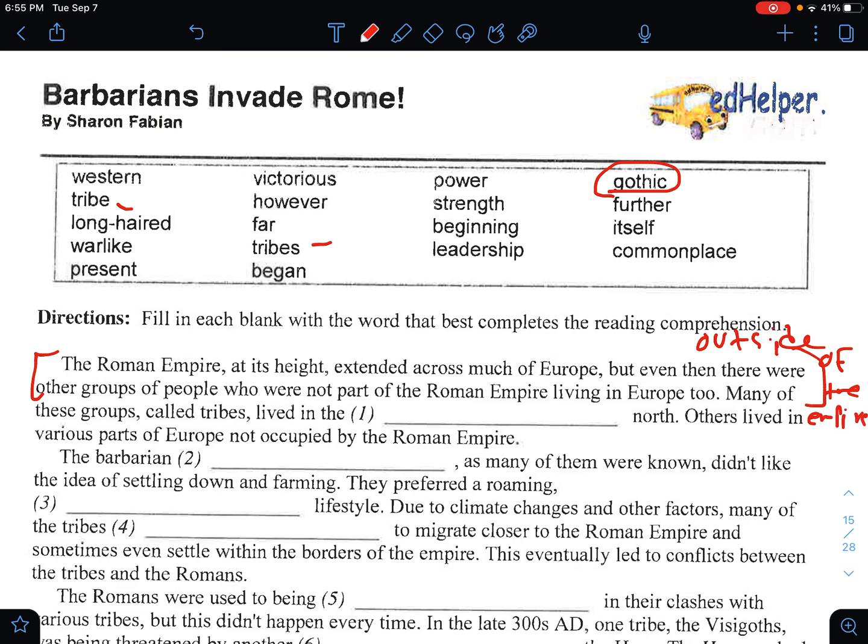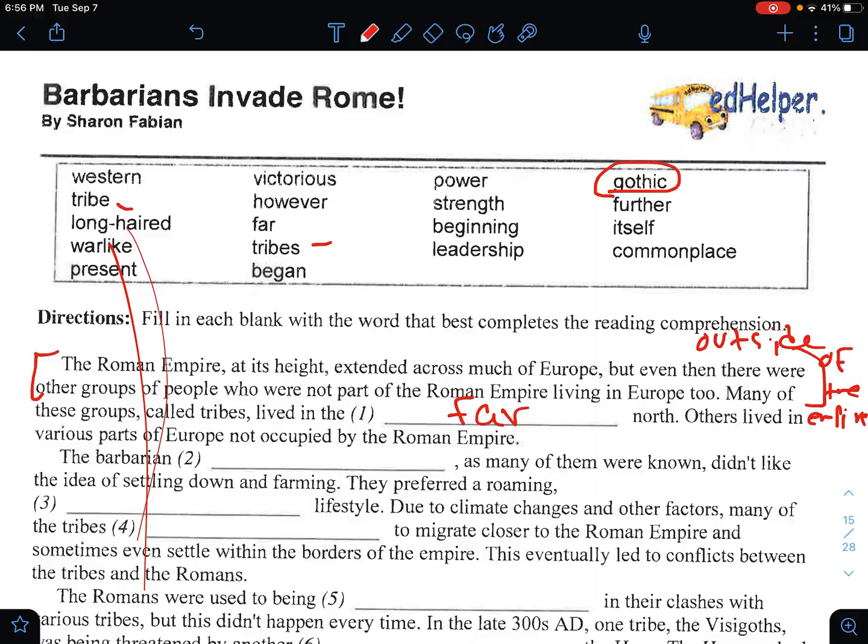Outside of the empire. Many of these groups called tribes live in the something north. Let's see which of these makes sense. In the western north, you can't do that. In the tribe north, no. Long hair north, warlike north, present north, no. In this case, it's far north. They lived in the far north.